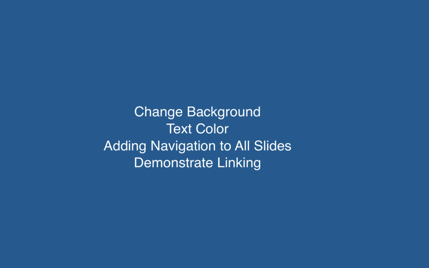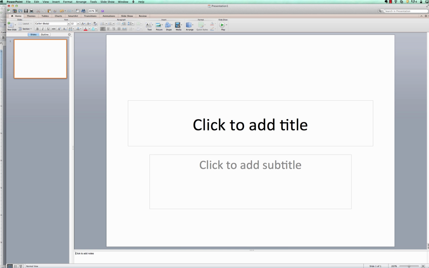So let's get started. As you can see, I've got a blank PowerPoint title already called up. So the first thing we'll do is change the background color. Usually a darker background with a lighter colored text is more appropriate for online instruction. So let's do that first.